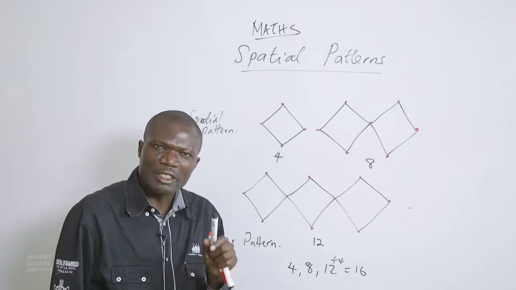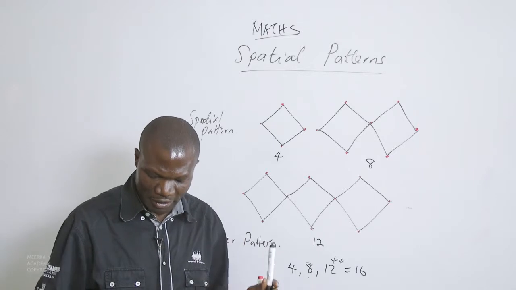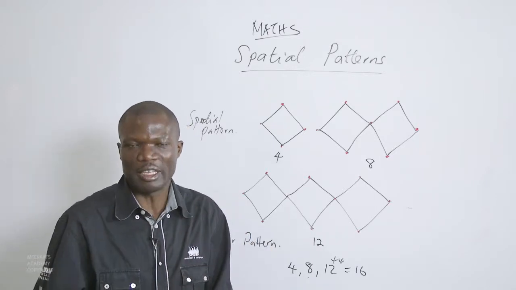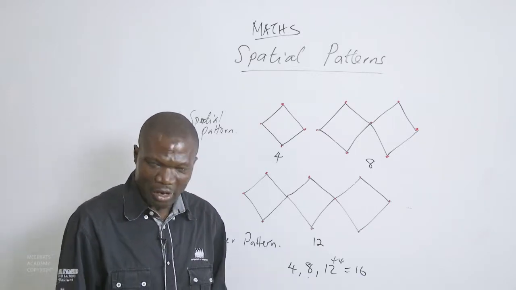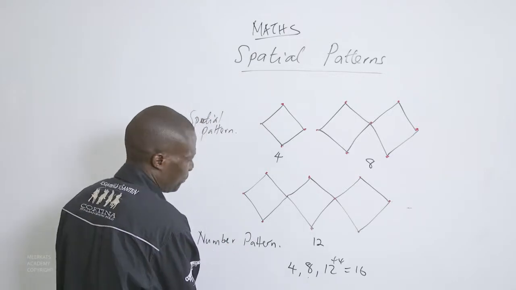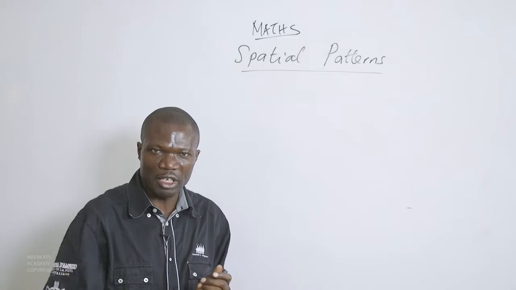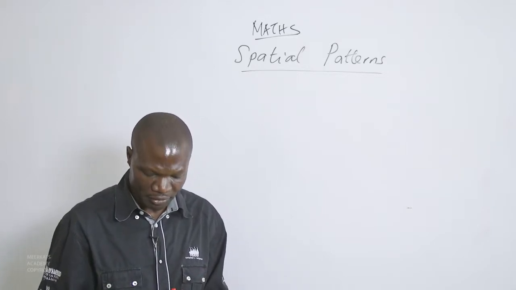A spatial pattern starts with a very simple geometric shape that you always know. And then it starts adding itself up. I want us to consider this. I want to see how a spatial pattern keeps on increasing to form a series.